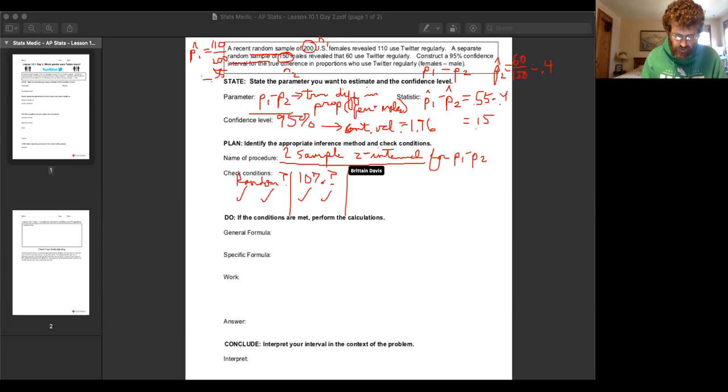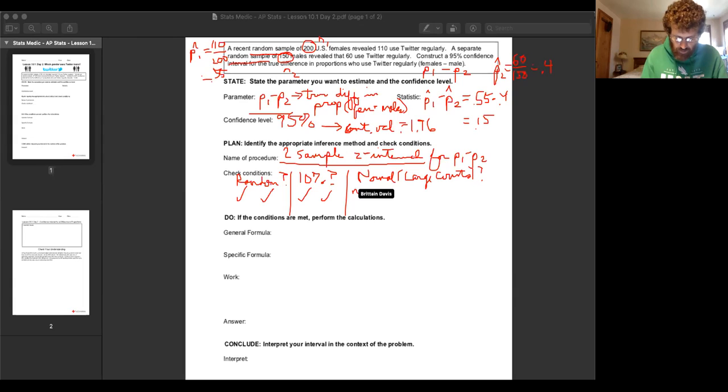And then, is it normal? Which really means, does it meet the large counts condition? I know this is still a point of confusion for some people, but we only use large counts if it's proportions. If it's means, we have to use the central limit theorem or an approximately normal population. We'll get to that later. So remember, we have to check this for each.